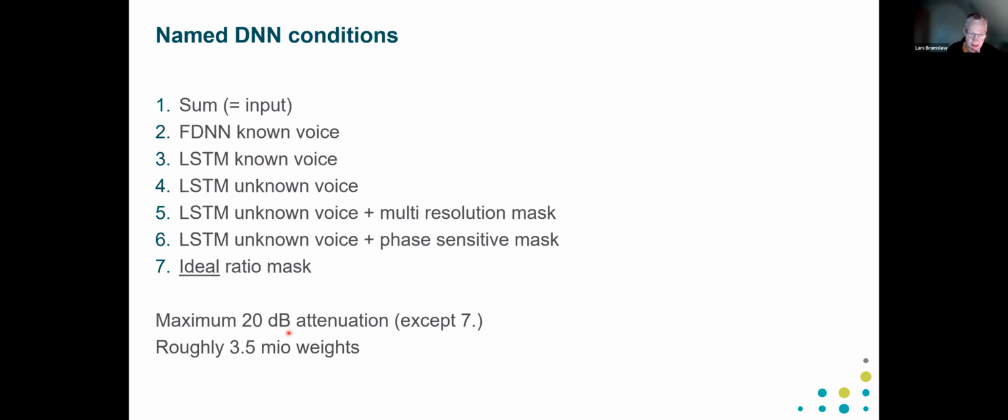We had maximum 20 dB of attenuation, so we don't go infinitely down to 0, which would be minus infinite attenuation. We don't do that because that turns out to have a worse sound quality, and if we could just get 20 dB, that would be a dream come true anyways in terms of the speech intelligibility. And again, we have networks that have around 3.5 million weights.